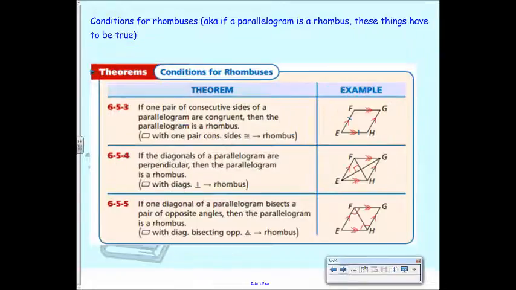Okay. These are the conditions for rhombuses. So again, these are the 3 special things that we learned about rhombuses, kind of going backwards. So if a parallelogram is a rhombus, then these 3 things have to be true. So if one pair of consecutive sides is congruent, then the parallelogram is a rhombus. Why is this true? They all have to be congruent. And you know if FE is this, what's GH? The same thing. And if EH is this, what's FG? The same thing. So those will all be congruent. So even if you only know two of them, if they're the two consecutive sides, then that's enough to say that they're congruent. Is it enough to say this?